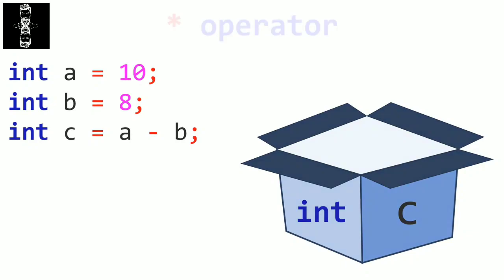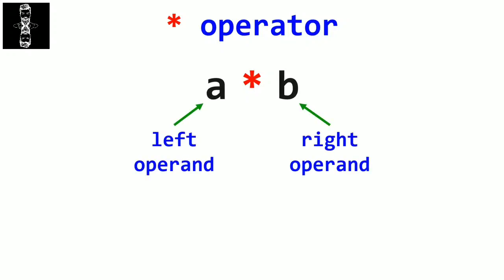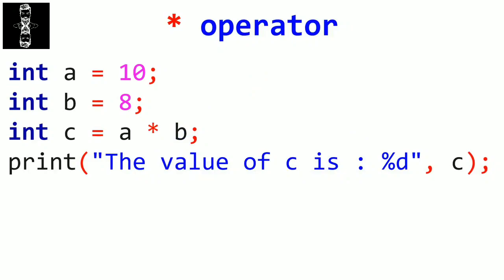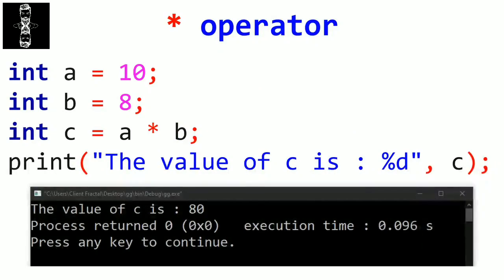Now let's move to multiplication. Multiplication is represented by an asterisk, this symbol. It works the same as addition and subtraction. We have 2 elements and it returns their multiplication. So if we do it with our variables a and b and we assign the value to c, we get c equal to 80, because 10 multiplied by 8 is 80.